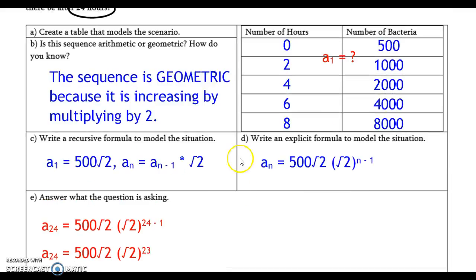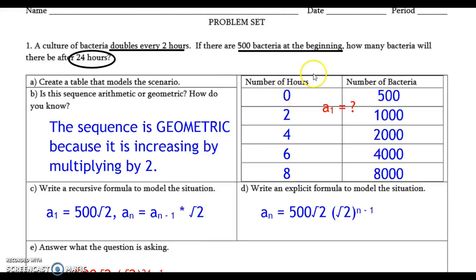Now, I told you that I was going to show you an easier way, and it requires a little bit of fakery on our part. I want you to notice that this refers to the number of hours, and this refers to the number of bacteria. So the number of hours goes 0, 2, 4, 6, 8, etc. The number of bacteria goes 500, 1,000, 2,000, 4,000. So we know that the pattern for the bacteria is multiplying by 2. Wouldn't it be nice if the number of hours didn't go up by 2s, just went up by 1s? Then we wouldn't have to deal with this √2 nonsense. Then we'd be able to figure it out a little bit more easily.